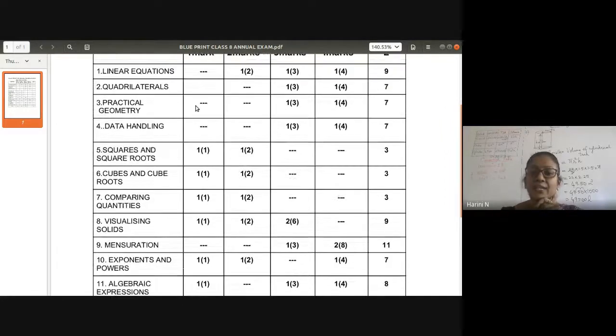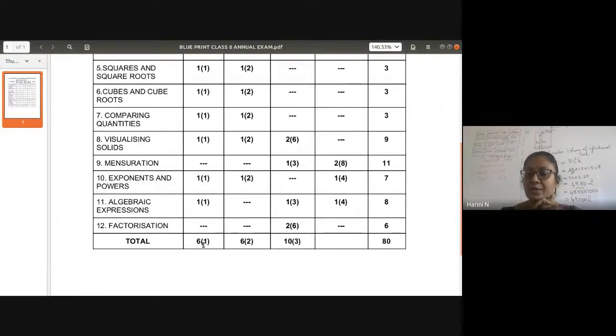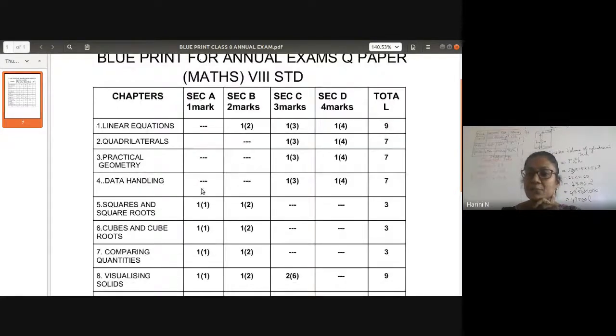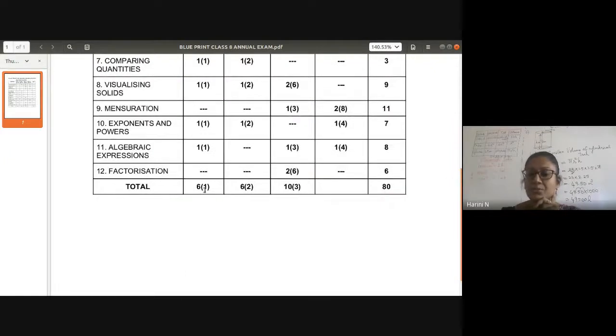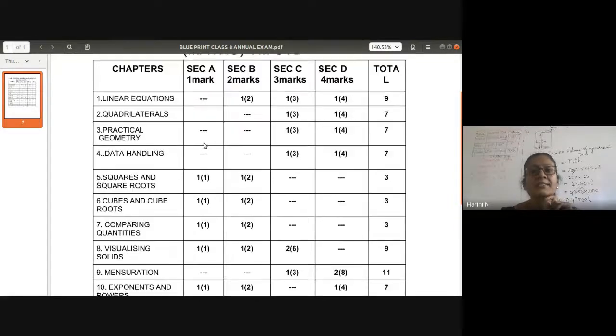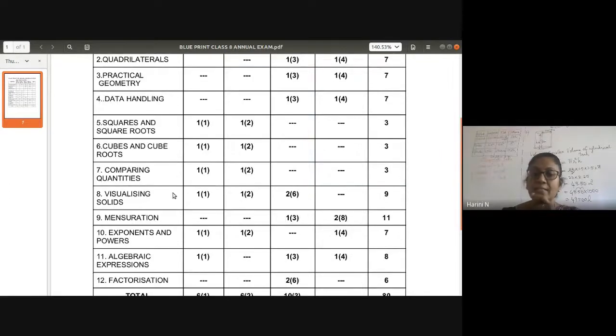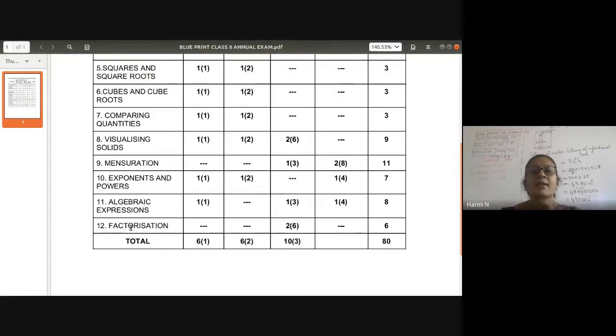Okay. So among Section A you have 6 questions of 1 mark. That's what I have shown as total. So Section A will sum up to 6 marks. Because 6 questions of 1 mark each. What is there inside the bracket is the mark for every question. And what is outside the bracket is the number of questions. So 6 questions of 1 mark each. Totally it will become 6 marks. So which are the chapters in which the 1 mark question is going to come? I have clearly told you. It will be from squares and square roots, cubes and cube roots, comparing quantities, visualizing solids, exponents and powers, algebraic expressions. That's all. These 6 chapters you will have the 1 mark question.